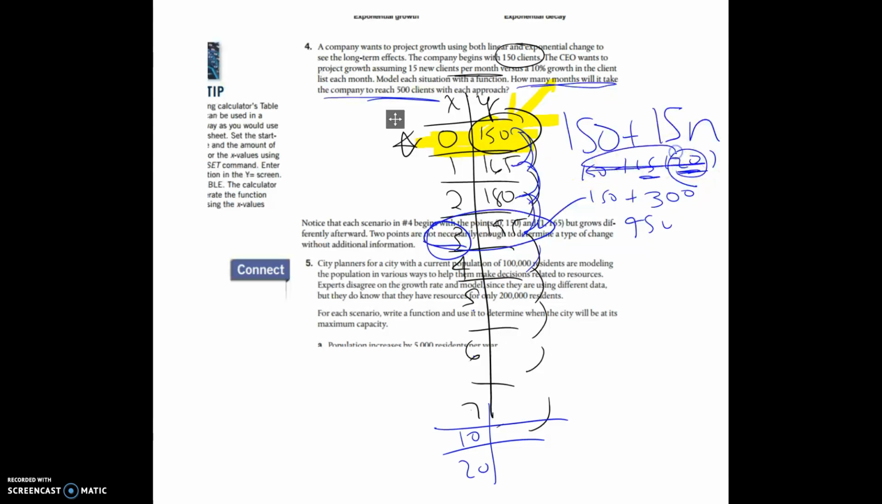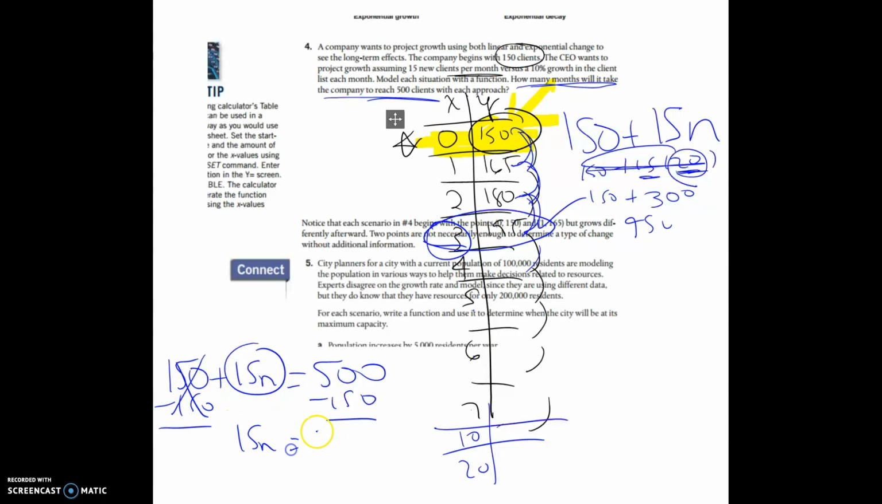If you remember your algebra, you can write an equation. So I want to know when this is going to equal 500 people. I can subtract 150 from both sides, because remember you want to isolate your variable, and you get 15n equals 350. Then divide both sides by 15, and you get n is about, I don't know, what is it, 23.3 months, so about 23 and a third months or repeating or whatever. So that's if it's linear.